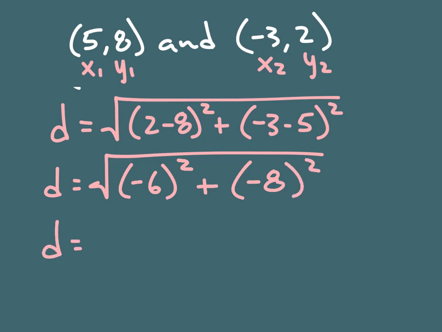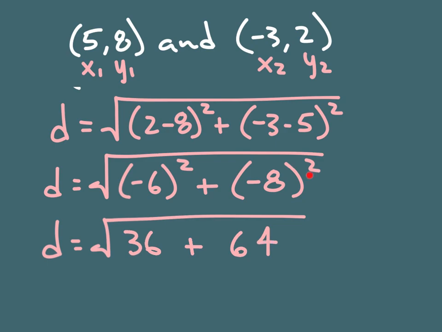Now, again, I'm going to copy everything else down. The distance here: negative 6 squared is negative 6 times negative 6, which is positive 36, plus negative 8 times negative 8, that's negative 8 squared, which is going to give me positive 64. One thing to always know is that regardless of whether your numbers are negative or positive, when you square those numbers, they're always going to become positive. So then our distance is going to be equal to, let's add the numbers underneath, the square root of 100.